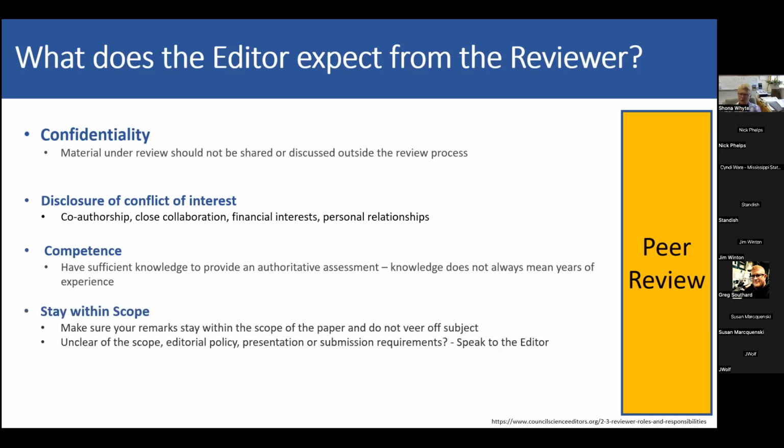Stay within your scope, don't veer off subject. If you're not sure what the scope is, then go to the journal website, speak to the editors, or contact the journal office. They're very helpful and they'd be more than happy to help you with any questions. Timeliness and responsiveness is number one, really. I know that people are busy, and this is the most challenging, I think, for anybody in the entire process, myself included.